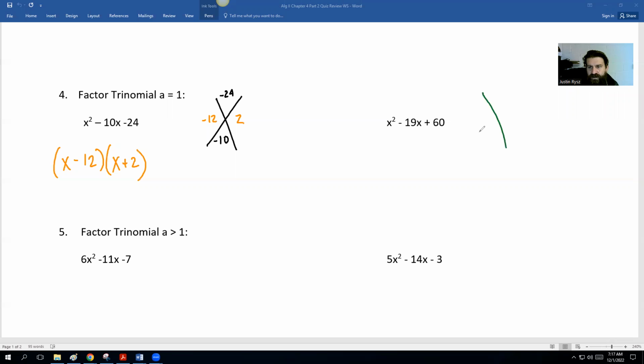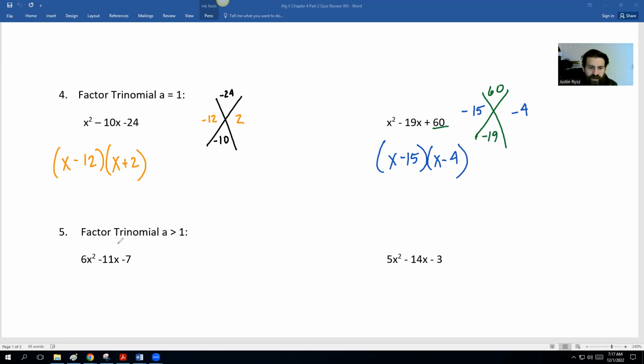Try again on the other side here. So we're going to see what two numbers multiply together to give us 60, add together to get negative 19. All right, logically speaking here, both of these are going to have to be negative numbers. Let's see, is that 15 and 4? I believe so. 15 and 4. All right, so we would have an x minus 15 and an x minus 4.